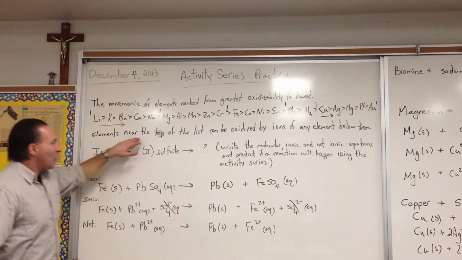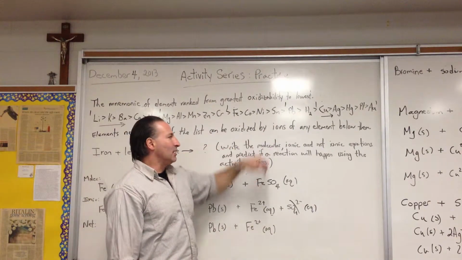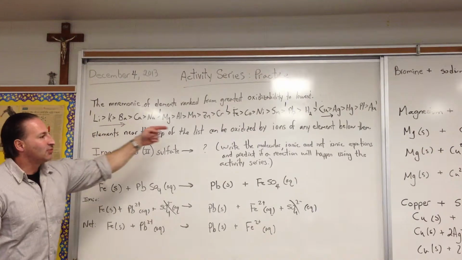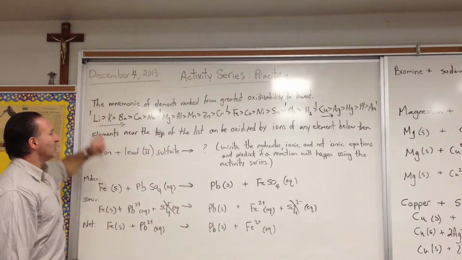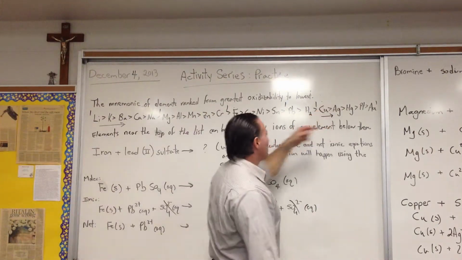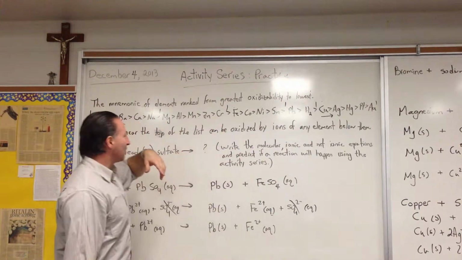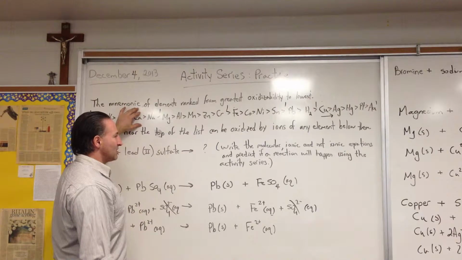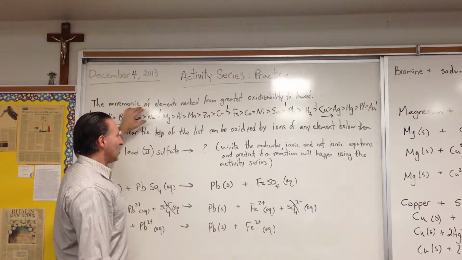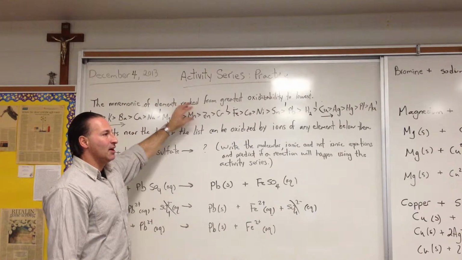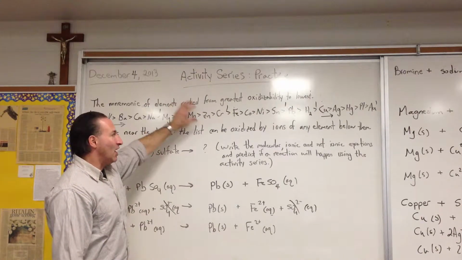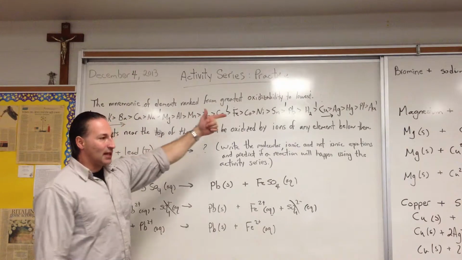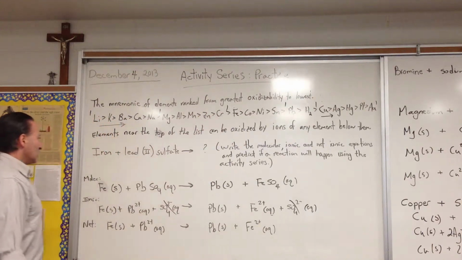So the elements near the top of the list can be oxidized by ions of any element below them. So what happens? The electrons want to flow downhill. Here's the top of the hill. Here's the bottom of the hill. The electrons want to flow this way, and the only way they're going to flow like that is if the element here is in its elemental form, meaning it has no charge, and the element below it is an ion. If you have those set of conditions, if the ion is beneath the elemental form, then the electrons will flow downwards. So let me give you an example.